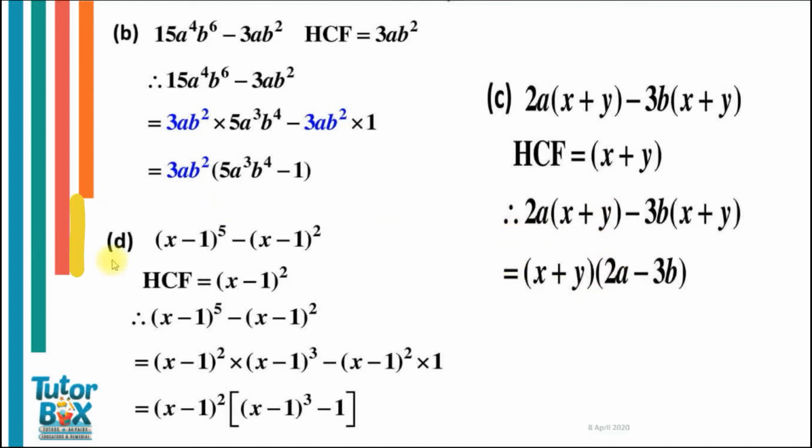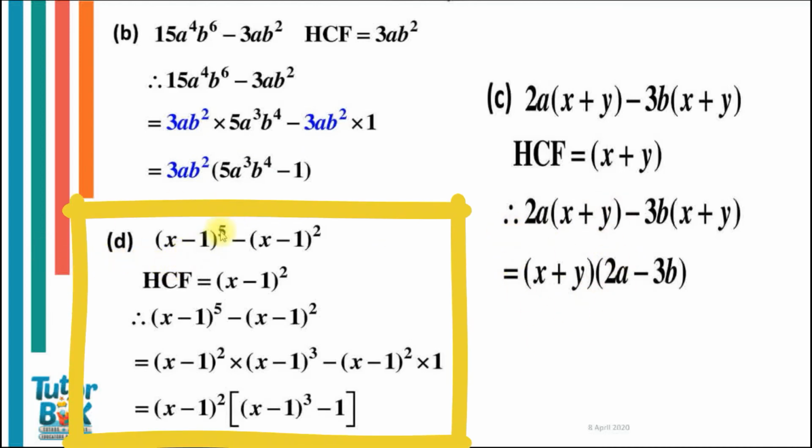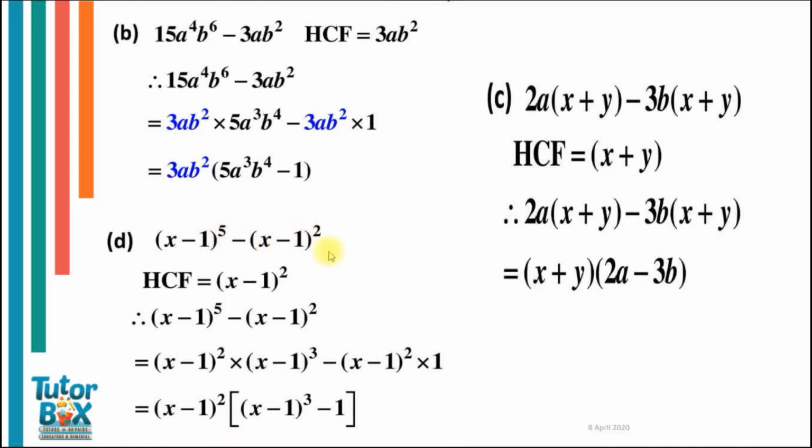And then for d, we have (x minus 1) to the 5 minus (x minus 1) squared. You can already see that the highest common factor will be (x minus 1) squared, because (x minus 1) squared is present here and it's also present here. If I take out my (x minus 1) squared, I'm dividing these parts by (x minus 1) squared. I'll be left with (x minus 1) cubed and minus 1 on the other side, because (x minus 1) squared divided by (x minus 1) squared is basically 1.